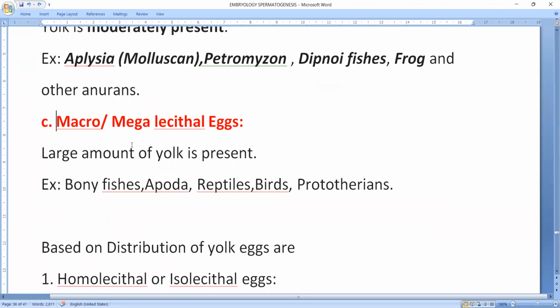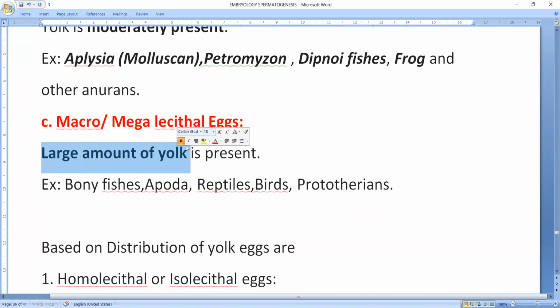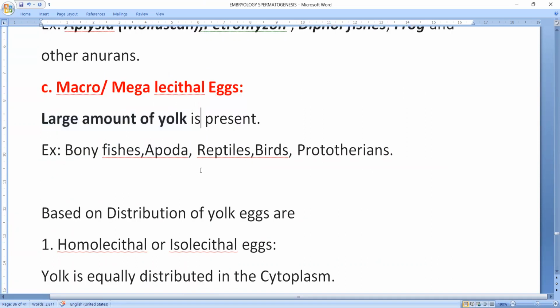Right. So the name itself is indicating that a large amount of yolk is present in this type of eggs. So you remember the examples. Examples are very, very important.